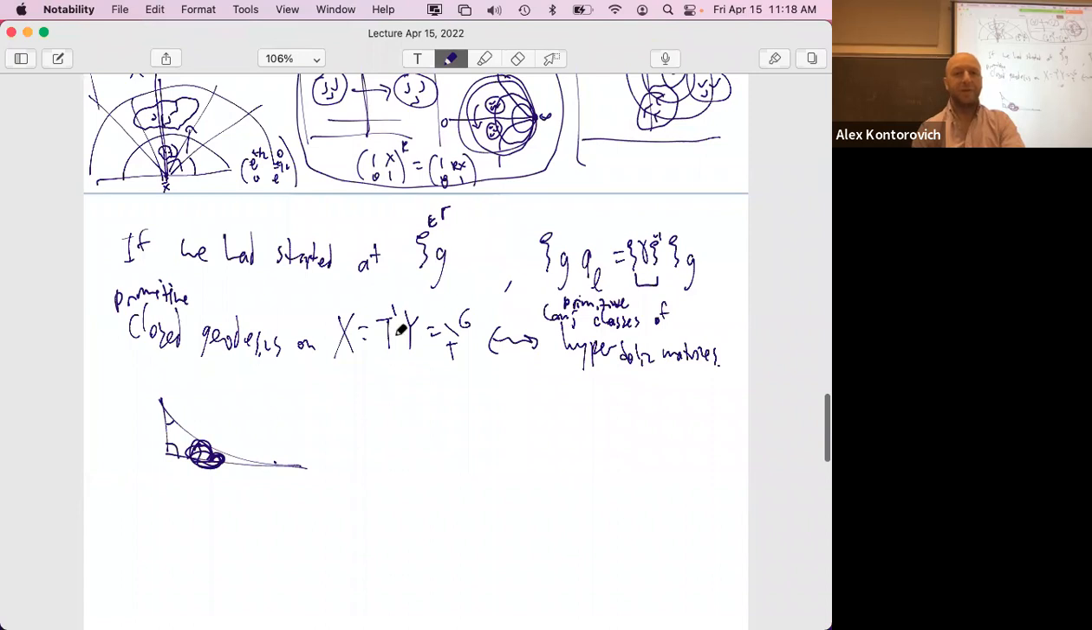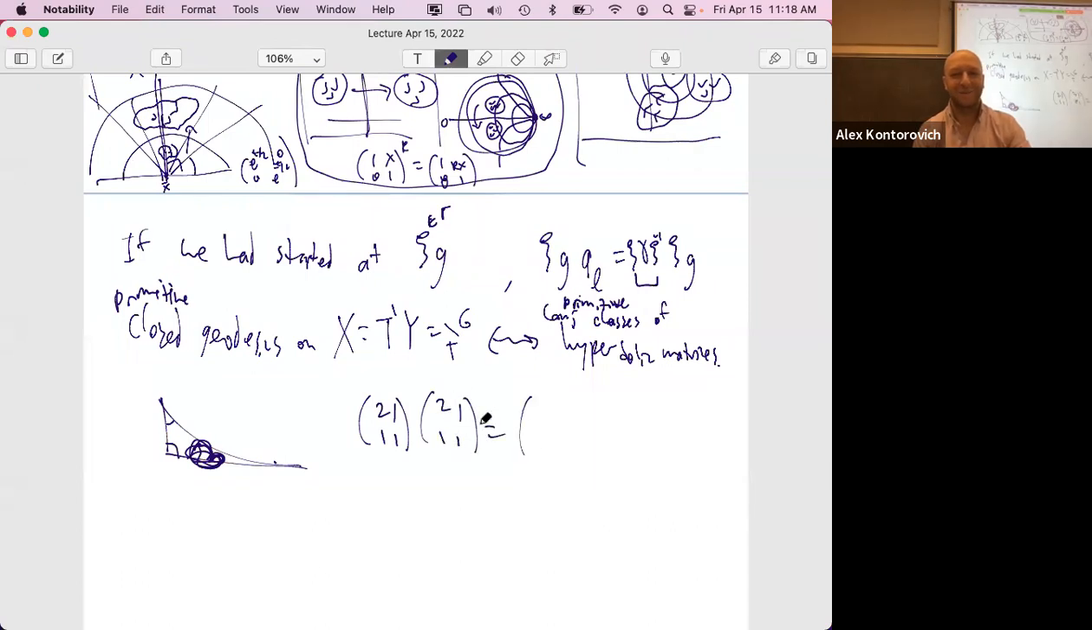Okay, so primitive closed geodesics correspond to primitive conjugacy classes. In other words, ones that aren't, like, the conjugacy class of gamma squared, which is an imprimitive conjugacy class. But here's gamma. How can you tell if it's primitive or not in the matrix? I give you a matrix and I say, is it primitive or not? Well, if I had worked out what gamma squared was, we can work it out in a second.